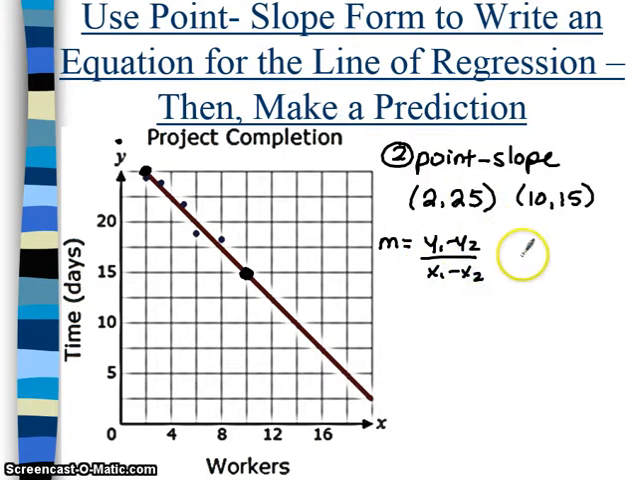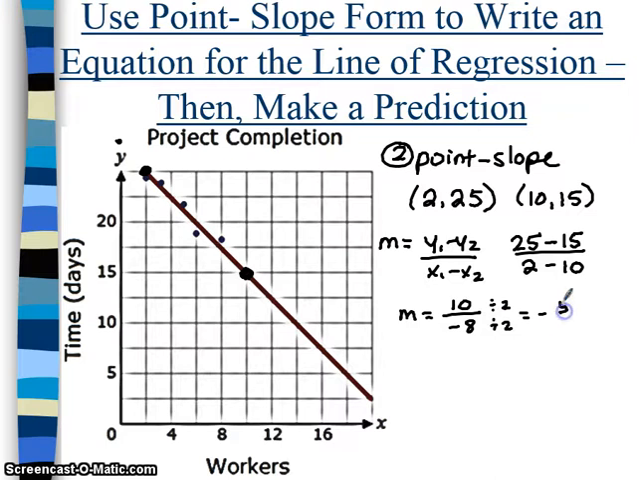So we have 25, which is y1, minus 15, which is y2, over 2, which is x1, minus 10, which is x2. 25 minus 15 is 10, and 2 minus 10 is negative 8. So our slope is negative 10 over 8, which reduces by 2 to give us negative 5 over 4.